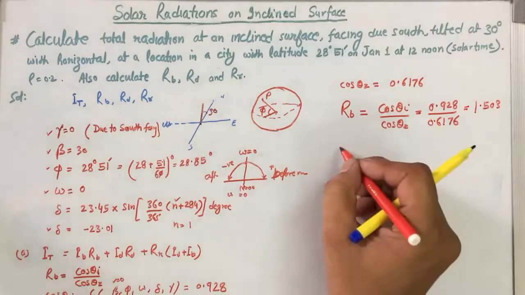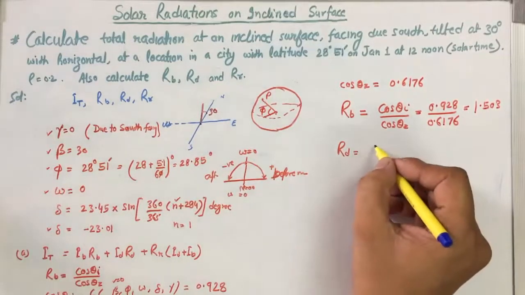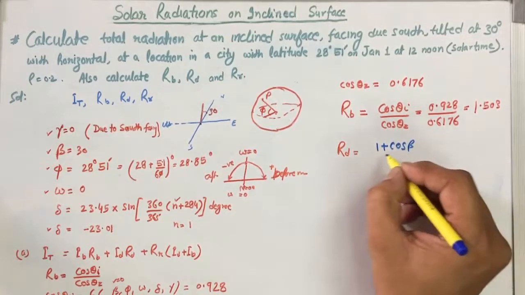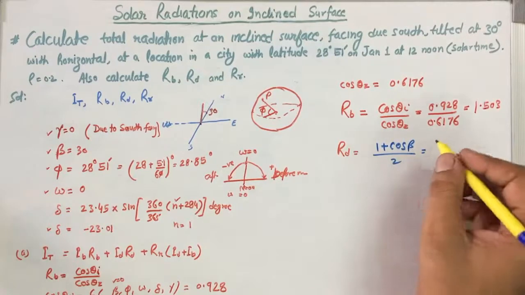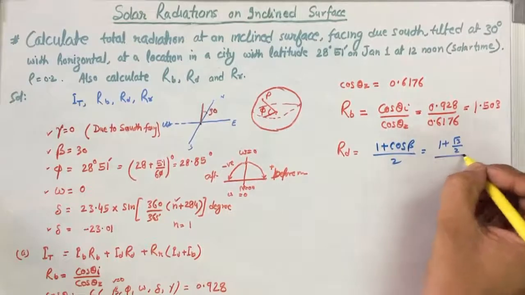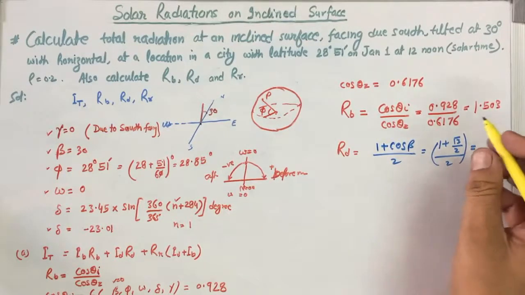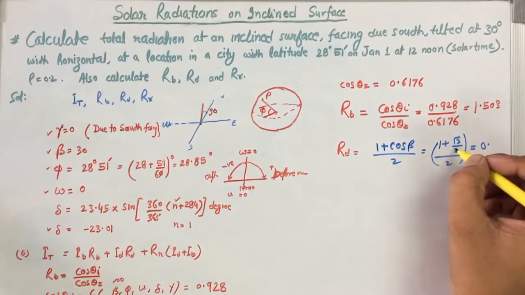Now we can find RD. Similarly, we have the formula for RD, that is 1 plus cos beta, if you can remember, by 2. Beta we know that is 30 degree inclined, so cos beta is root 3 by 2, so 1 plus root 3/2 divided by 2. It will give us the value 1.732 divided by 2.